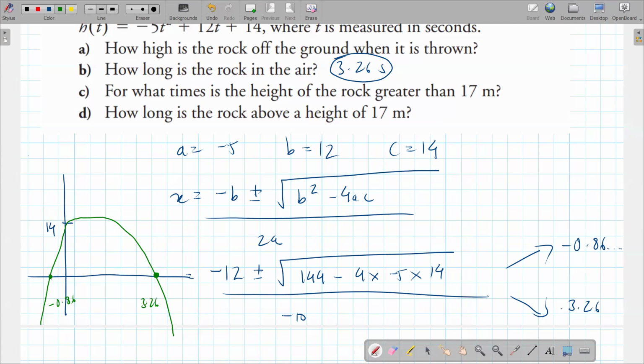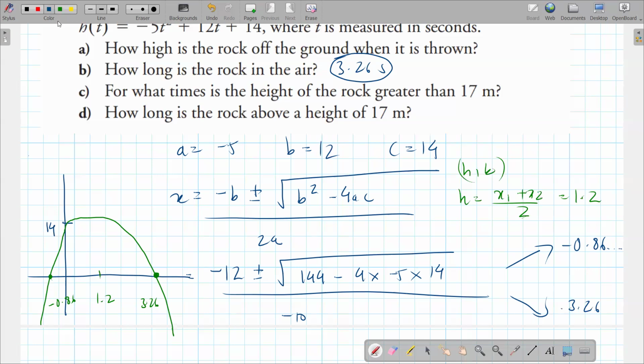We already have the two x-intercepts. Remember, (h, k) is the vertex, and h is always the midpoint of the two x-intercepts. You add them and divide by 2. I got 1.2. And then how do you find the y value of the vertex? You plug it into the equation.